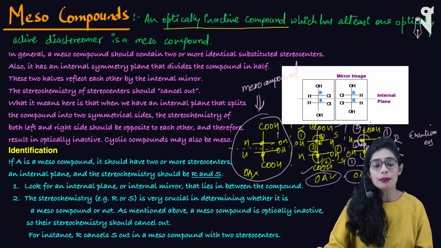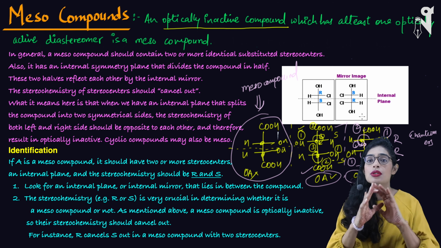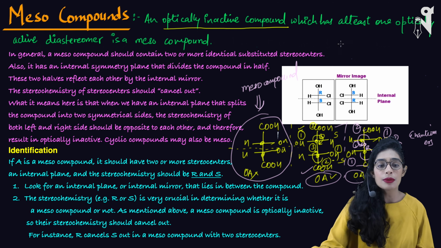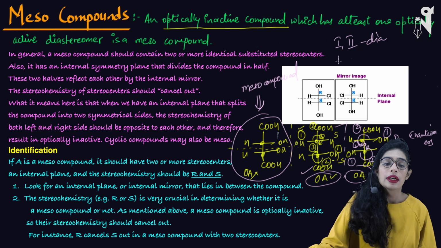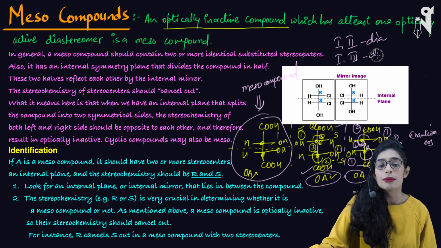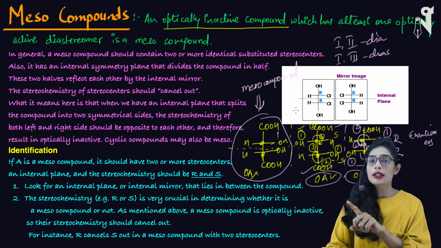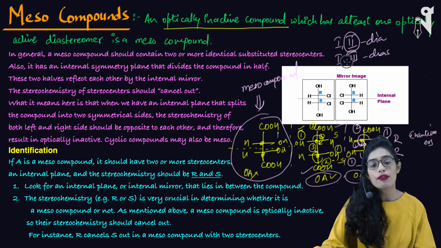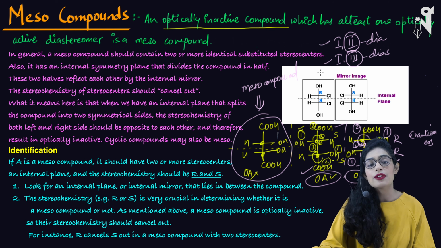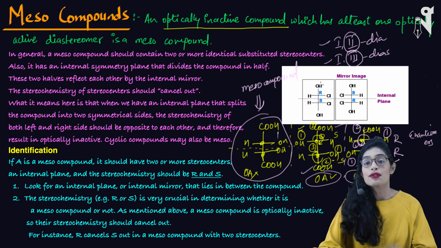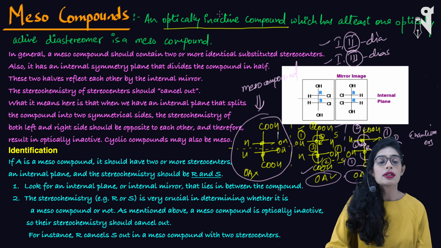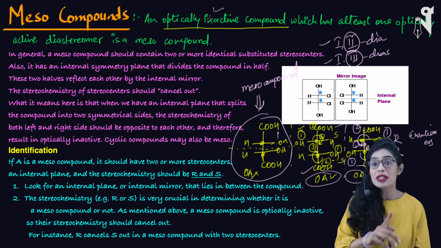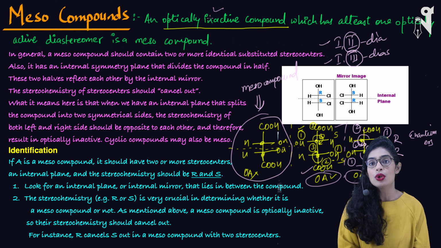Yes. This second compound and the third compound are non-mirror images, non-superimposable, and the relationship between first and second is diastereomer, and first and third is also diastereomer. One diastereomer of it is optically active, whereas the first one itself is optically inactive. So this exactly is the condition for a compound to be meso. So what does the meso compound say? It is an optically inactive compound which must have at least one diastereomer which is optically active.